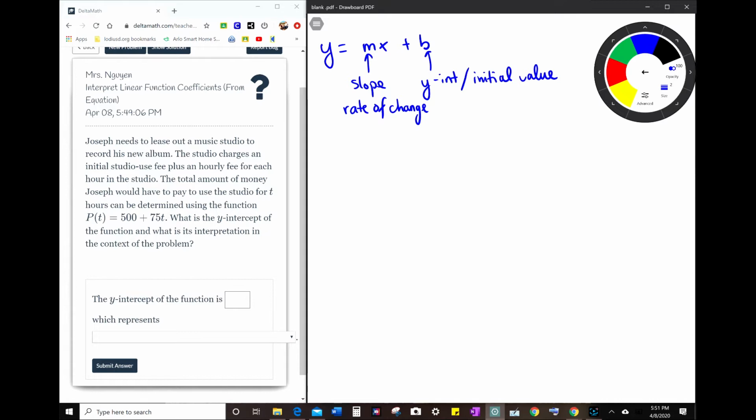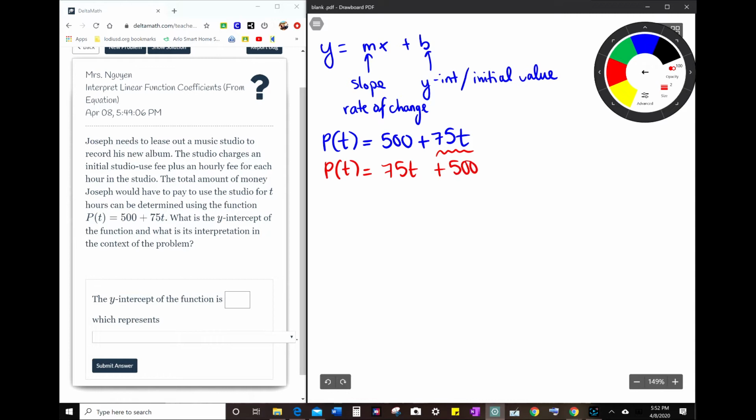So for this problem, we have P of T equals 500 plus 75T. So now we see that right here we have T, so we need to rearrange it a little bit. So P of T equals 75T plus 500. And now you can know right away 75 is the slope or rate of change, and 500 is the initial value.